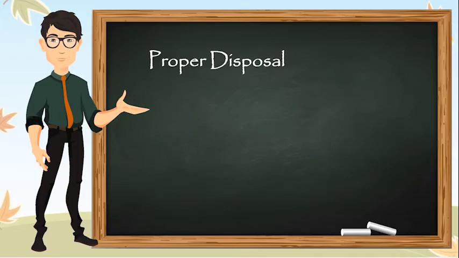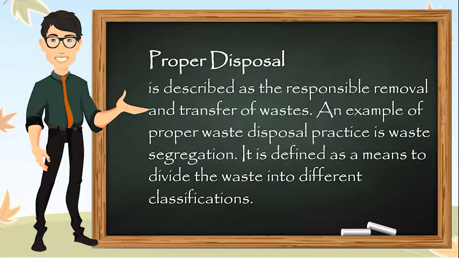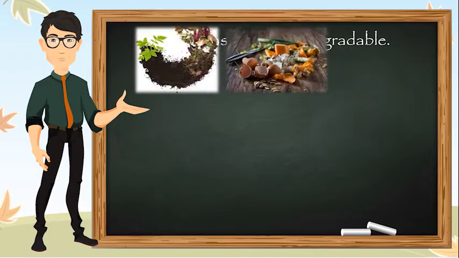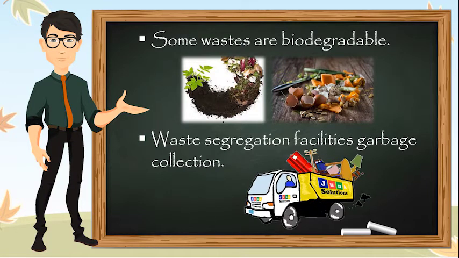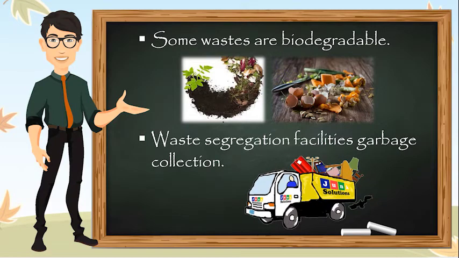Proper disposal. Proper disposal is described as the responsible removal and transfer of waste. An example of proper waste disposal practice is waste segregation. It is defined as a means to divide the waste into different classifications. Some waste are biodegradable. This means that they decompose and disappear in the environment naturally. Waste segregation facilitates garbage collection.